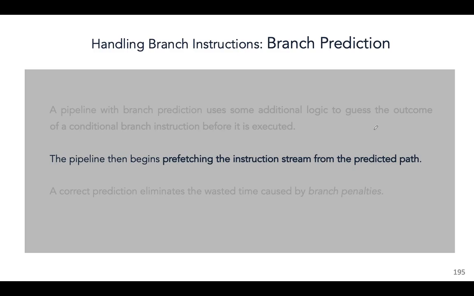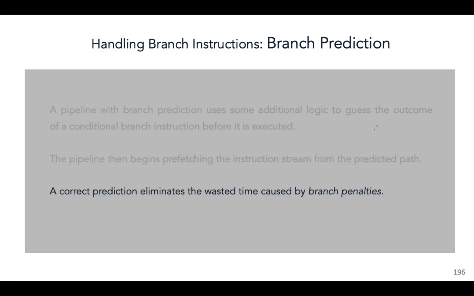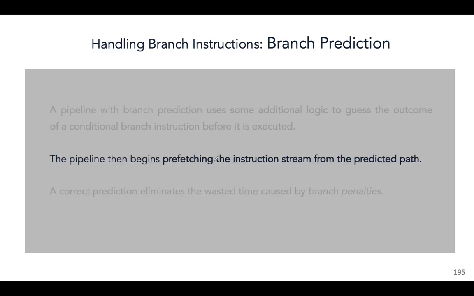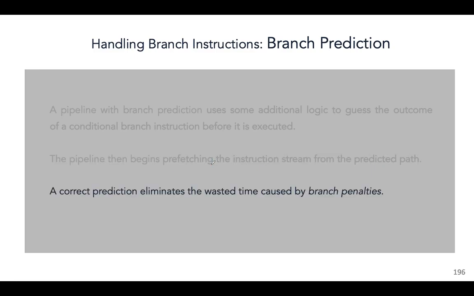Prefetching you already know. So if the prediction is correct, the branch has already been prefetched, so it will save time, right? There's no branch penalties. If the prediction is wrong, then no problem, you can just go ahead with the method of normal branch handling, right?